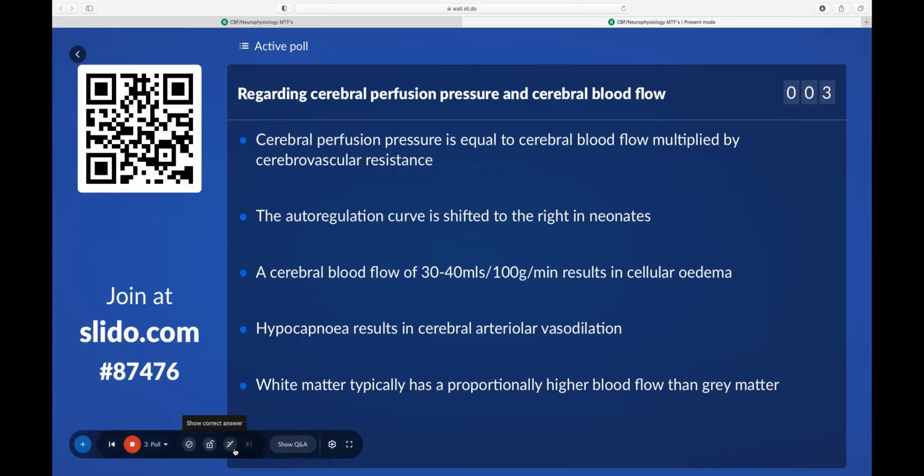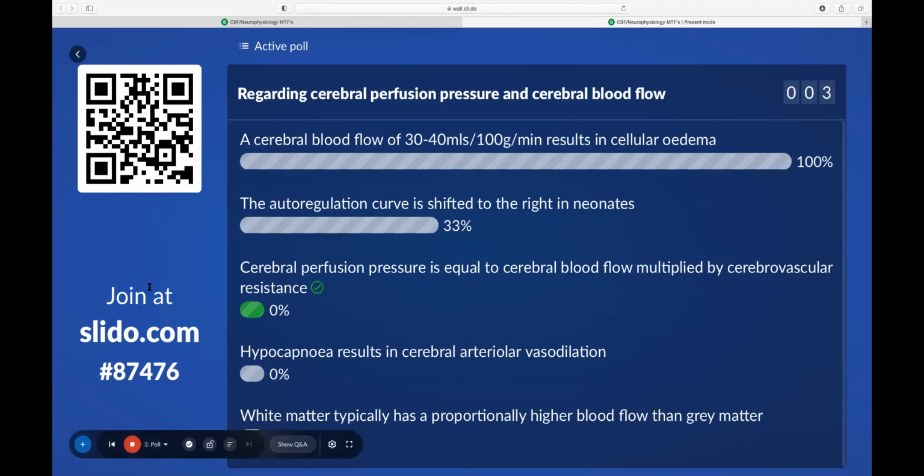So, it's mean, isn't it? Cerebral perfusion pressure is equal to cerebral blood flow multiplied by cerebral vascular resistance. Who thought that was true? Almost no one. It is Ohm's law. It is the other way of expressing cerebral perfusion pressure. So that is saying pressure is equal to flow times resistance. If you get rid of all the other words, that's obviously true, isn't it? So the other words are all distractors. So yeah, that is a bit mean. Sorry, but it's just the other way that it's expressed.